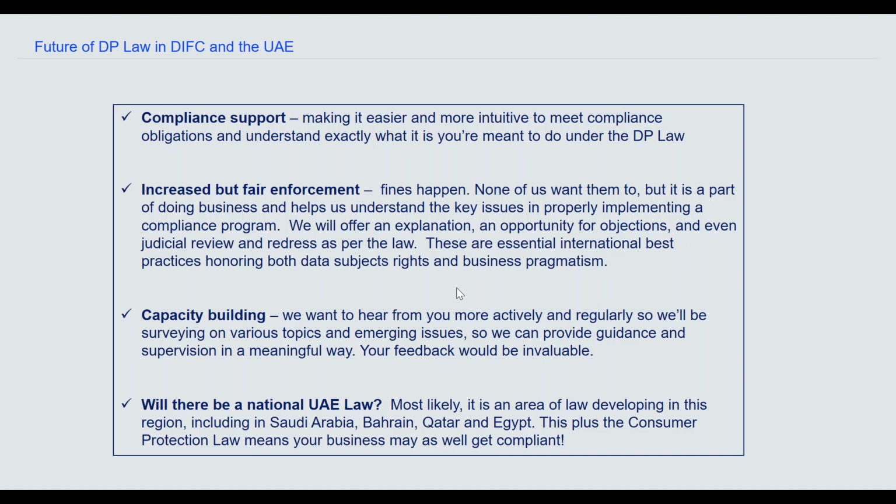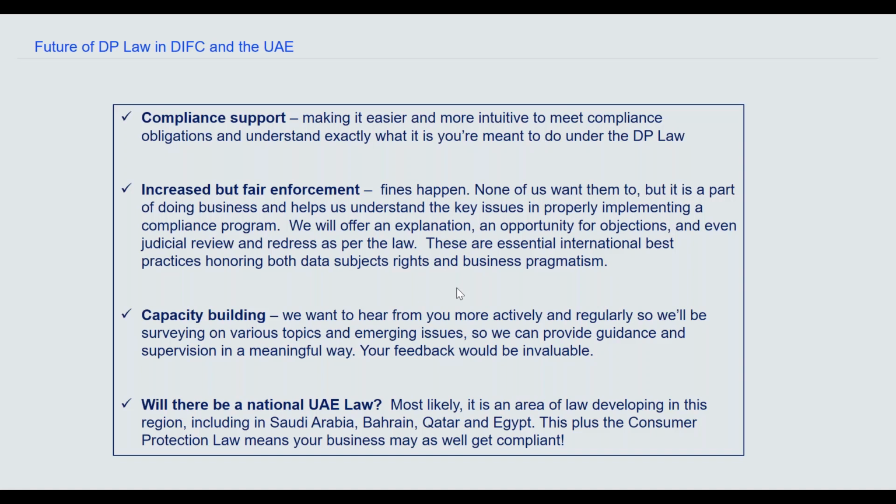Will there be a national UAE law? Again, it's very, very likely that there will be one. It's a developing area of law. And certainly in this region, Saudi recently published draft regulations, Bahrain, Qatar, Egypt, and Jordan is drafting a law. It's happening everywhere all around us. India, different parts of Central Asia, South Africa has a law as well. So definitely, start getting compliant. We have that consumer protection law that I mentioned as well. It is unavoidable. It's something else to comply with.